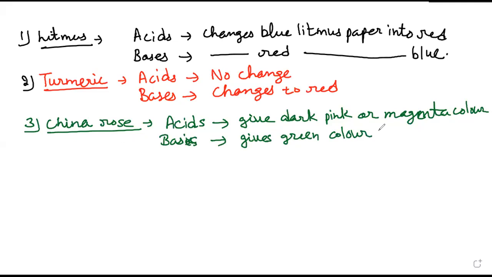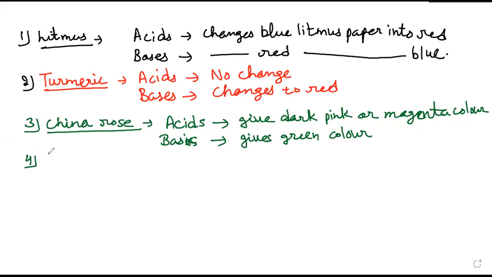Right? So you can create a magic show by using all these indicators, like the China rose solution you can prepare. To small kids you can show this: take acid in one vessel and base in another, then add drops of China rose, and they will be surprised to see the change in color, right? Okay, then next we have synthetic indicators that we are also going to discuss one by one.